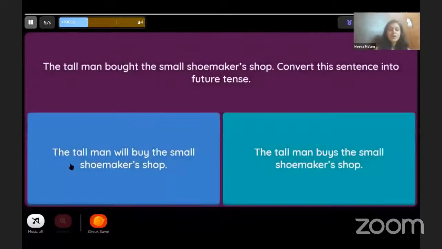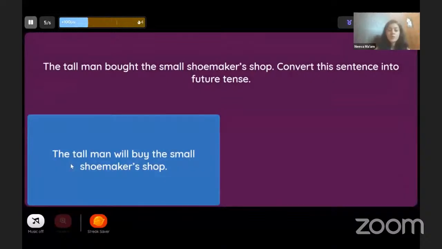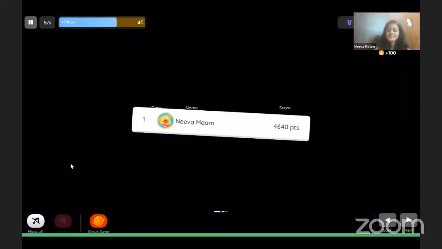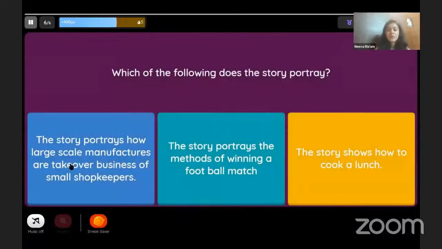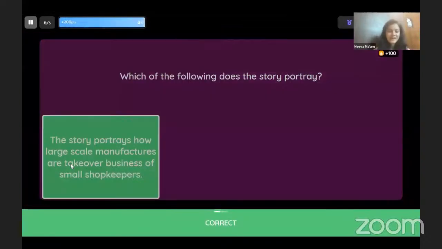The tall man bought the small shoemaker shop. Convert the sentence into future tense. The tall man will buy the small shoemaker shop. Which of the following does the story portray? The story portrays how large-scale manufacturers take over the business of small shopkeepers. Yes, it has to be this one, right? Lovely.